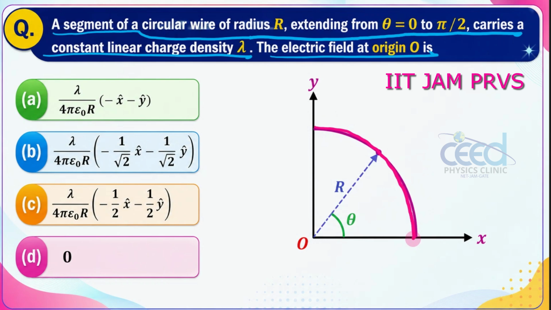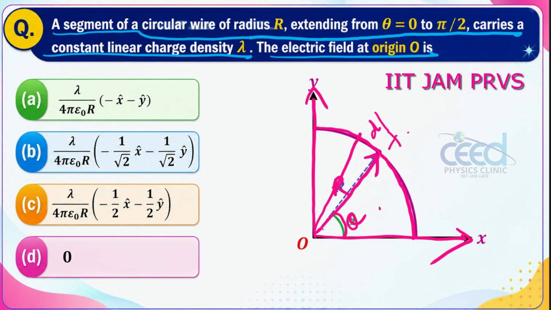It has a constant linear charge density lambda, and if I consider this the x-axis and this the y-axis, then this is the radius r, and this angle is theta. If I consider a small elemental length dl, then what is dl? dl is equal to r d theta, because this is the radius and this angle is d theta, right?